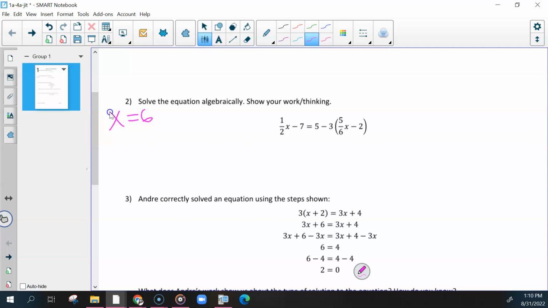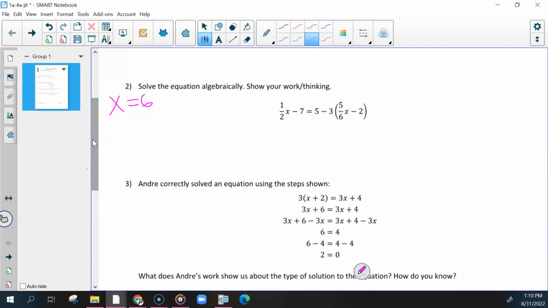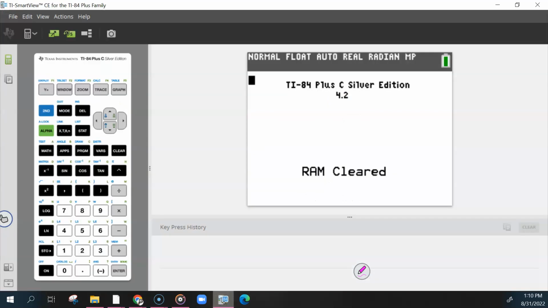Okay. Alright, so for this one, the easiest way to start this is to distribute -3 to both of these. In your calculator, if you don't remember how to do that, if you didn't grab your calculator, now would be a good time to do that. Nicole, did I give you a calculator? Okay.